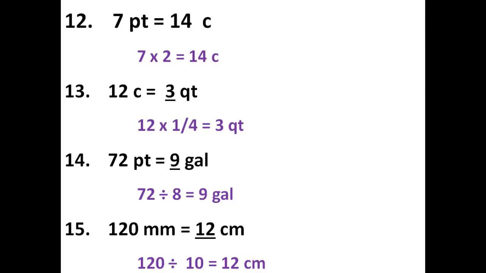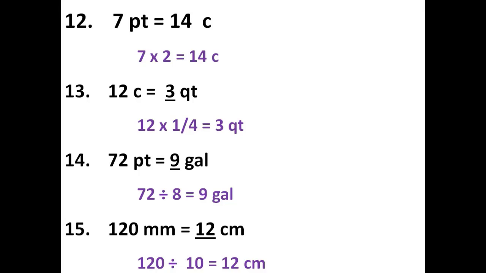14, 72 pints. We have to convert it into gallons. GAL is the short form for gallons. So see the working in the second line. 72 divided by 8. Read the table of 8. 8 nines are 72. If we divide 72 by 8, we will get 9. That is 9 gallons. We can say that 72 pints is equal to 9 gallons.